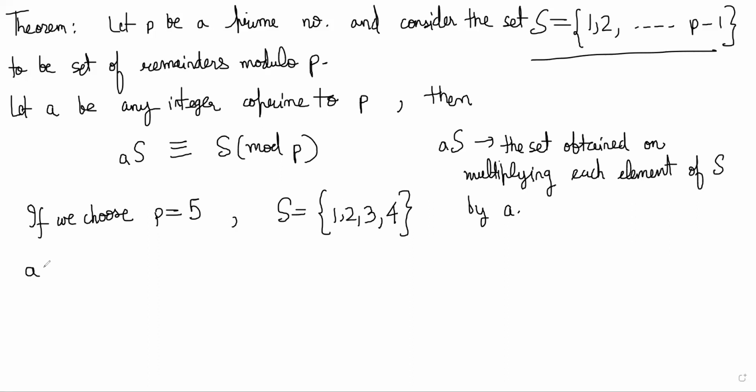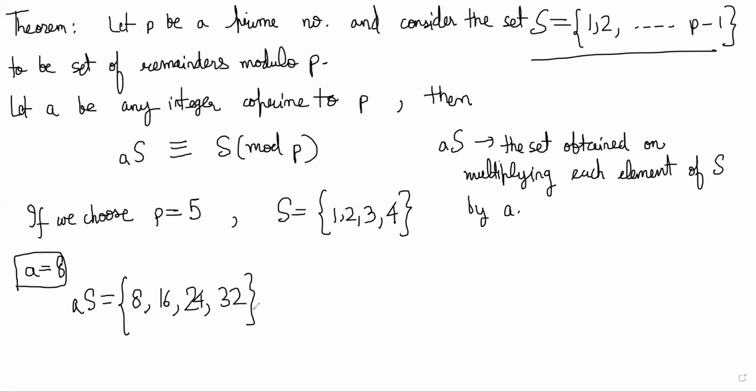So let's say A is equal to 8, right? 8 is co-prime to 5. There are no common factors except 1. So if A is 8, what is the set A times S? Multiply each element of the S set by 8. So it will be 8, 16, 24, and 32, right?